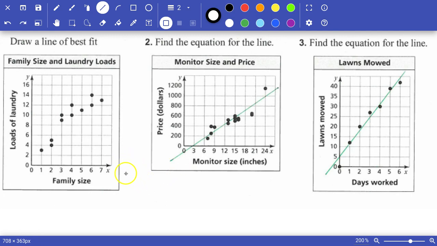Now here, let me draw a real good one. If I just kind of went like this for my line of best fit. Oh yeah, right through the data, huh guys? Okay, enough of that.